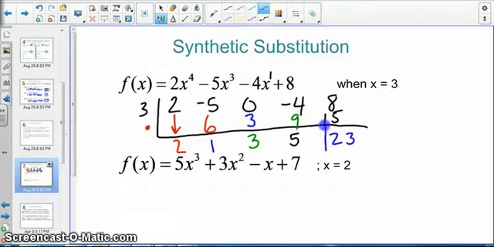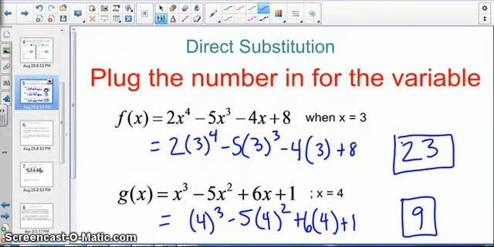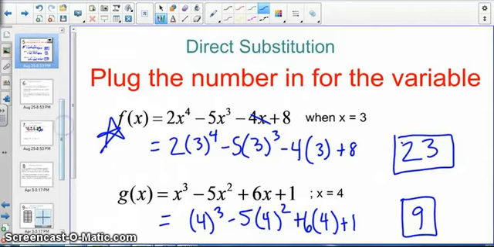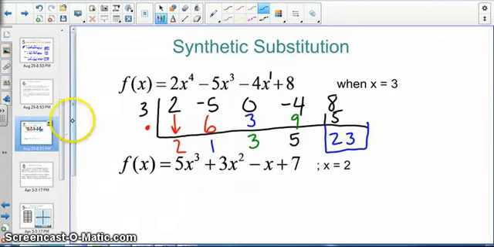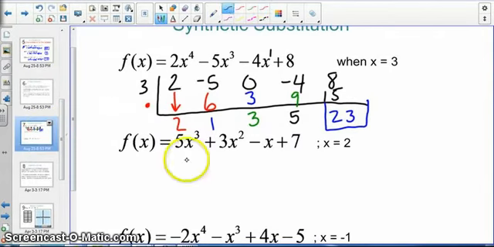Now this last number is our solution. Okay, if we plug 3 in here, we'd get 23. And if we compare this to our first problem that we used direct substitution, we got the exact same answer, 23. Okay, so let's try another problem. Remember, you can always pause this at any time. So if I'm looking at my exponents for this one, 3, 2, 1, 0, I have all of them, so I don't need to put a 0 in any place.